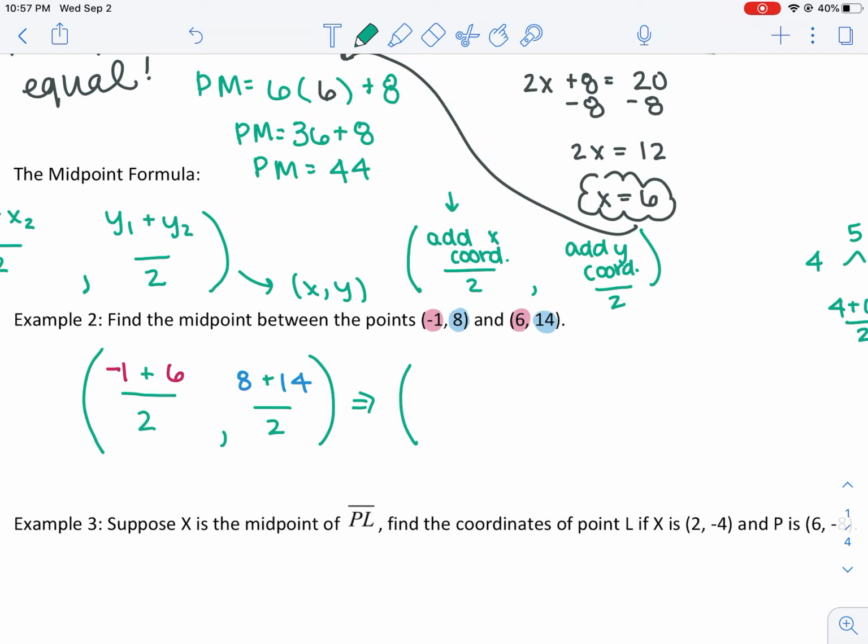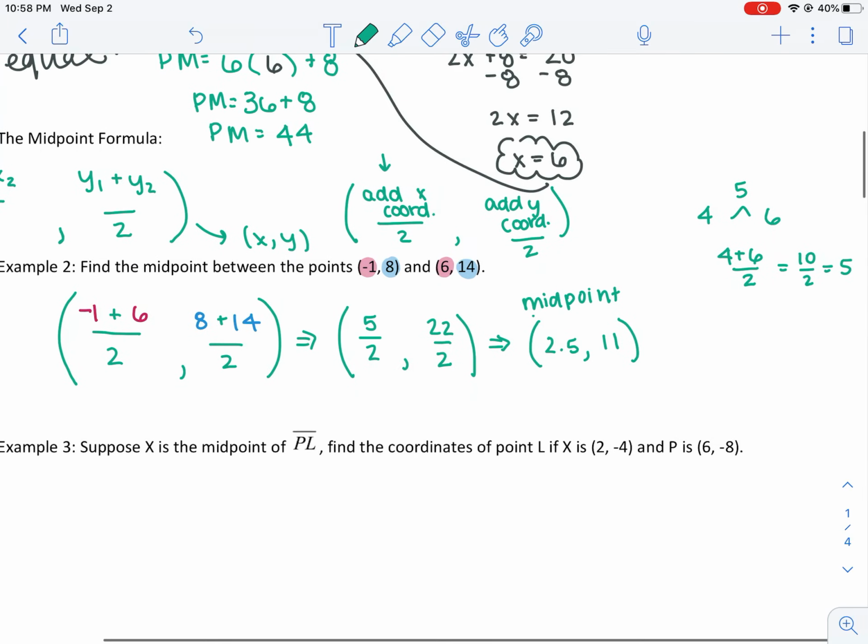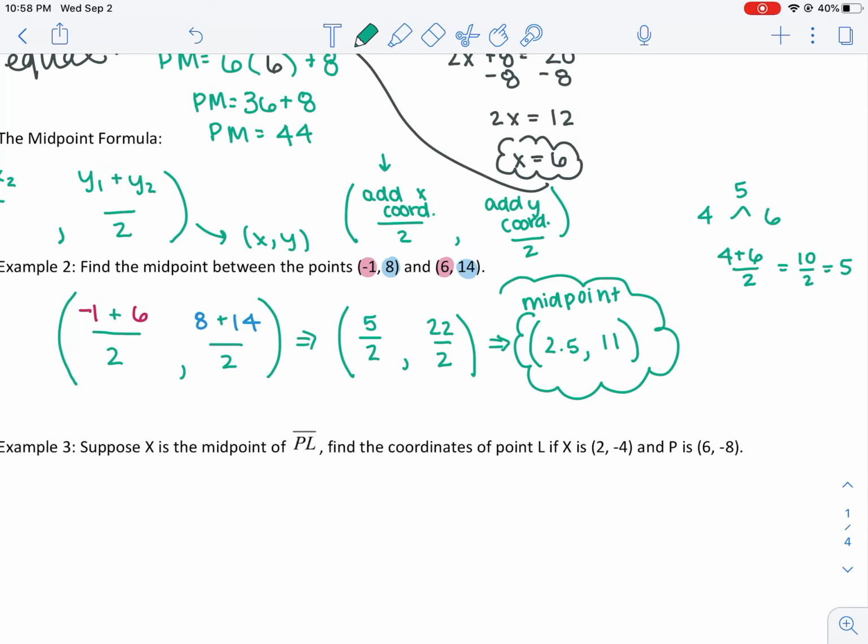So then if I simplify this, -1 plus 6 is 5 over 2. 8 plus 14 adds 22 divided by 2. And now, I think it's easier to graph decimals. So for now, let's say that we can use decimals. So 5 divided by 2 is 2.5. And 22 divided by 2 is 11. So my midpoint between these 2 points, if I were to graph them, would be 2.5, 11 on the coordinate plane.